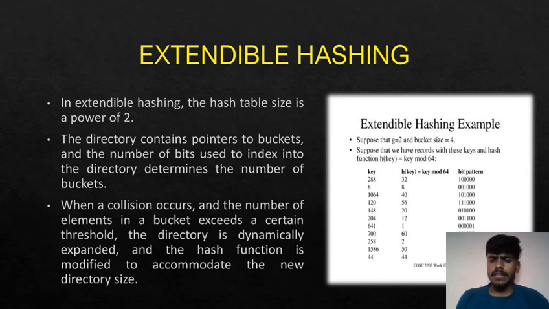In the extendable hashing example, suppose that g equals 2 and bucket size equals 4. We have records with these keys and the hash function h(key) equals key mod 64. Key 208, h(key) equals key mod 64 is 32. The bit pattern is 100000.